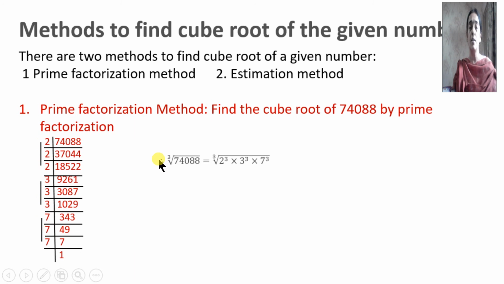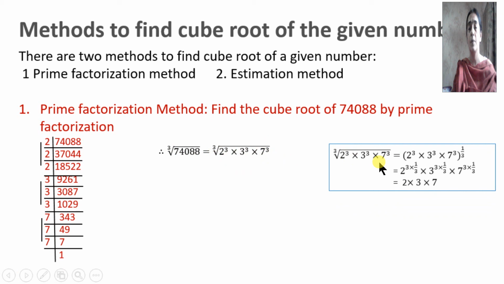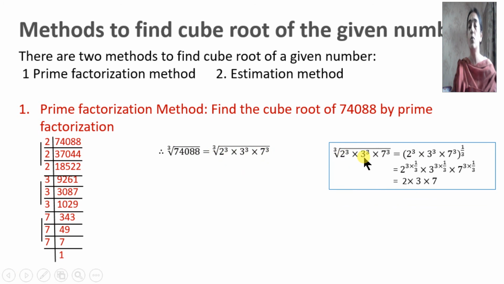Then you write cube root of 74,088 is equal to cube root of, instead of 74,088, I will write down its factors, 2 cube into 3 cube into 7 cube. Now, when I remove this cube root sign, the cube sign also gets removed. Why? See, this cube root sign means it is raised to power 1 upon 3. This whole thing, that is 2 cube into 3 cube into 7 cube, the whole raised to 1 upon 3.